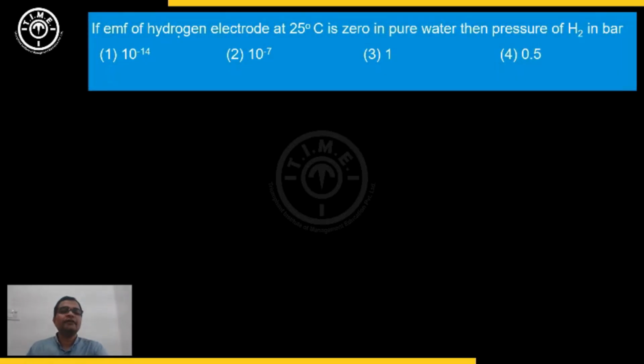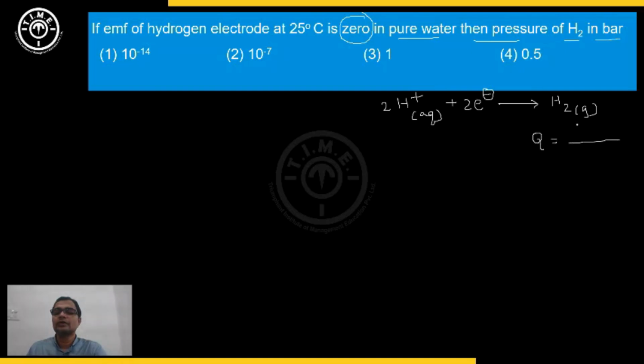Next. If the EMF of a hydrogen electrode at 25 degrees centigrade is 0 in pure water, then what is the pressure of hydrogen in bar? Hydrogen electrode means what? 2H+ ion, by gaining 2 electrons, is reduced to hydrogen, which is a gas. What is the reaction quotient? The reaction quotient is equal to the partial pressure of hydrogen gas divided by the molar concentration of H+ ion whole square.